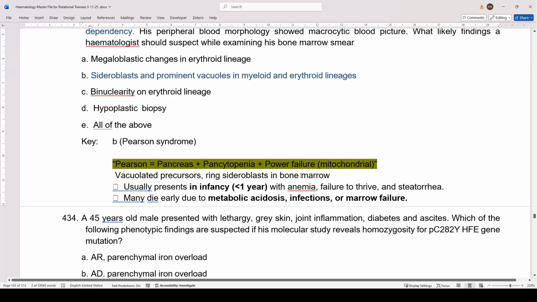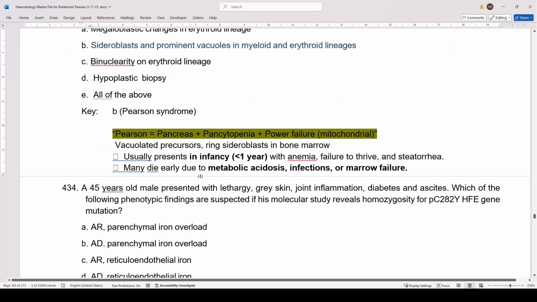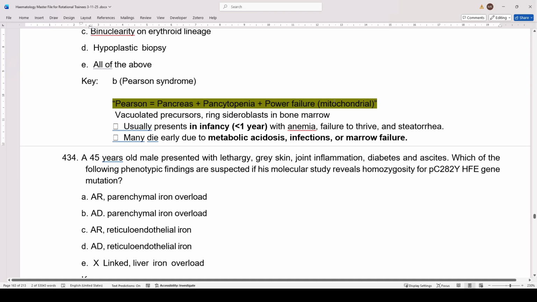Ring sideroblasts are seen in the bone marrow. It usually presents in infancy, less than 1 year, with anemia, failure to thrive, and steatorrhea. These are the symptoms. Just remember 3 P's with Pearson: vacuolated precursors, pancytopenia, and pancreatic insufficiency, so you will see symptoms like steatorrhea and diarrhea. Many die early due to metabolic acidosis, infections, or bone marrow failure, because it is a bone marrow failure syndrome. We have a pancytopenia, so most babies die early. So Pearson, you should remember with these 3 P's.